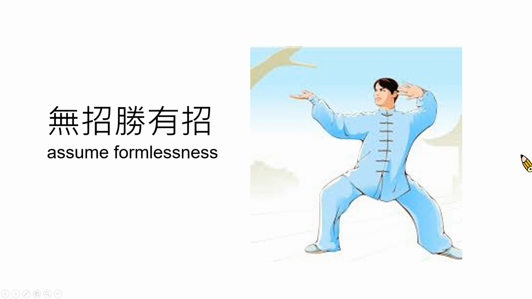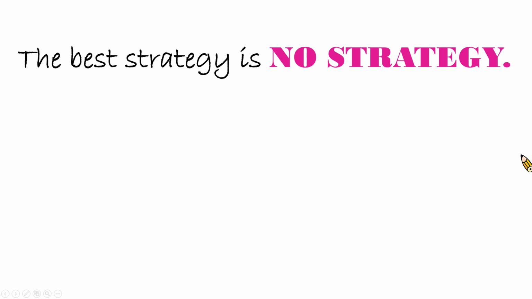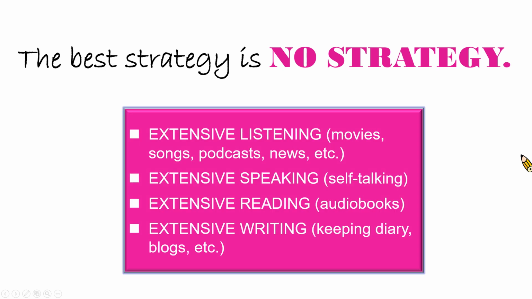In Chinese Kung Fu, the best strategy is called 无招胜有招. In English it means assume formlessness. It means that the best strategy is no strategy at all. So when it comes to learning English, if we as teachers can encourage students to do extensive listening, watching movies, listening to songs, podcasts, or news, or extensive speaking, for example, if the environment doesn't provide a lot of speaking opportunities, learners can have a self-talking habit, and extensive reading also includes listening to audiobooks. And extensive writing, such as keeping a diary or blog in English.